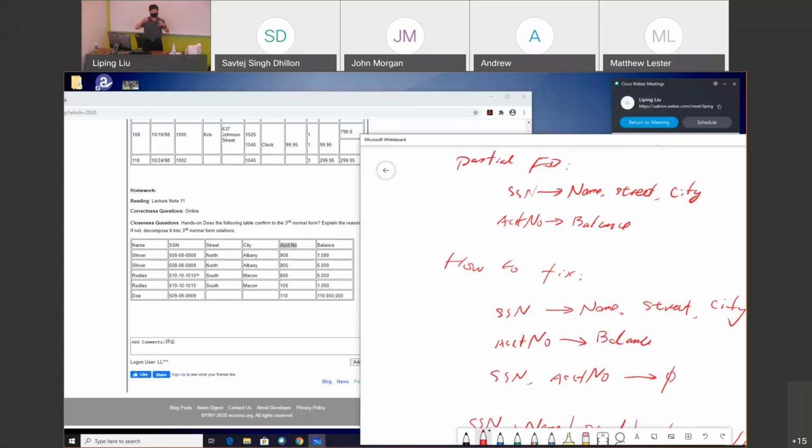The context is the database is about that bank, and the bank has potentially many customers, and among them, many of them will have identical names. Okay. All right. Any other questions? Yeah.